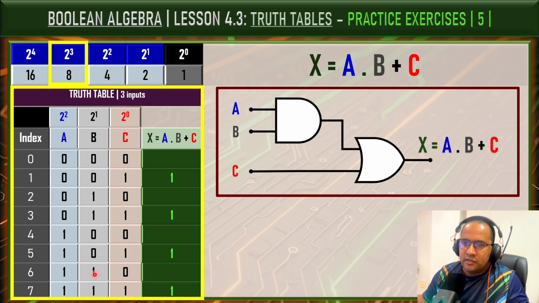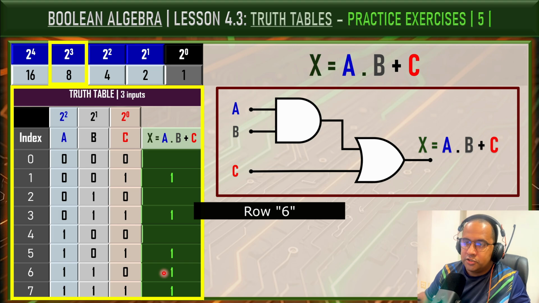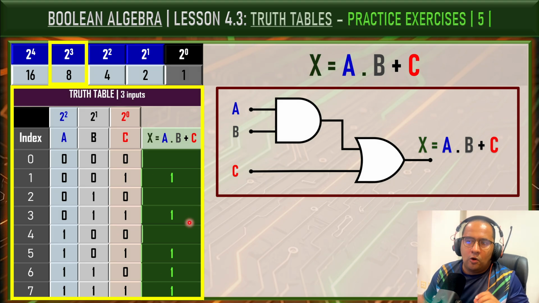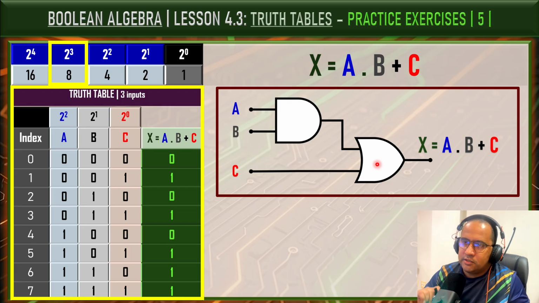This means in this input combination, the output of the AND gate will produce an output 1. So a logic 1 will be received by the OR gate, which will produce an output 1. So we can fill row 6 with logic 1, okay? And finally, for all remaining rows, C is equal to 0, and the AND gate output is also 0. Since both inputs of the OR gate are equal to 0, the final output must be 0, okay?